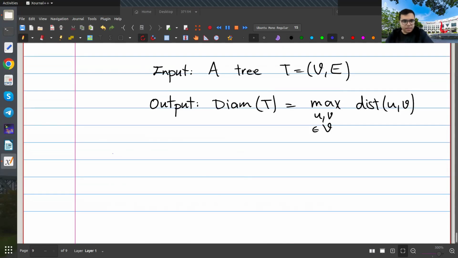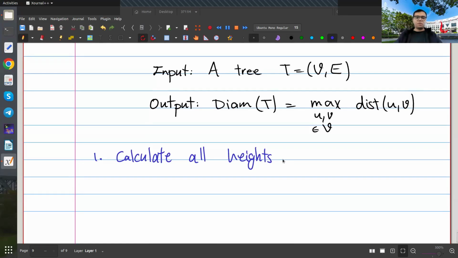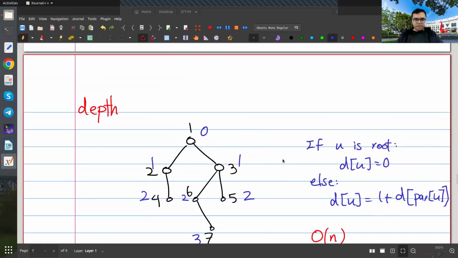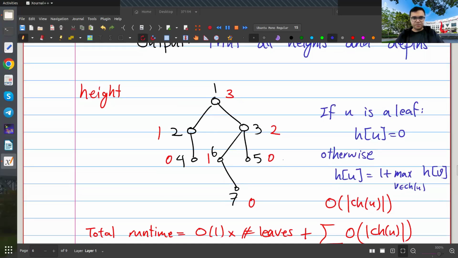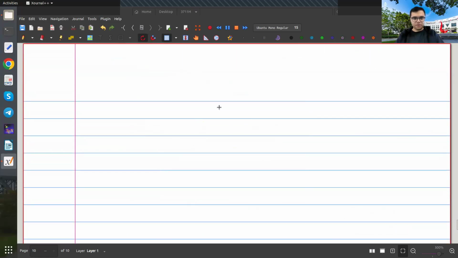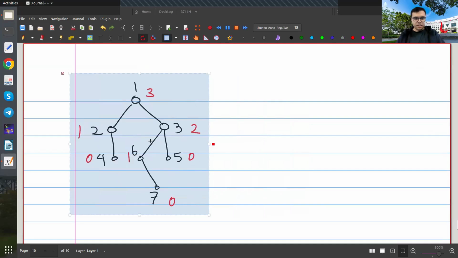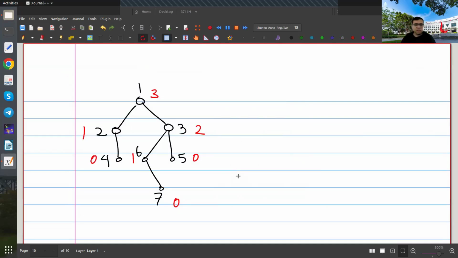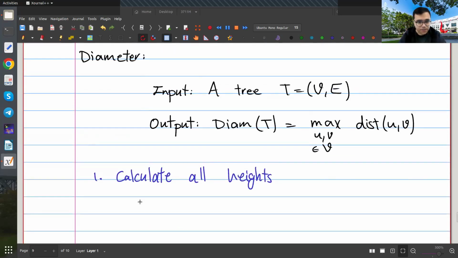So let's say that in the first step, I calculate all heights. I know how to do this. For every vertex, I know how to calculate its height. This is basically what I did here. So let me just copy this. Okay, this is my graph. Oh, and by the way, I always have this first step and I forgot it. So this is not step 1. This is actually my step 2.